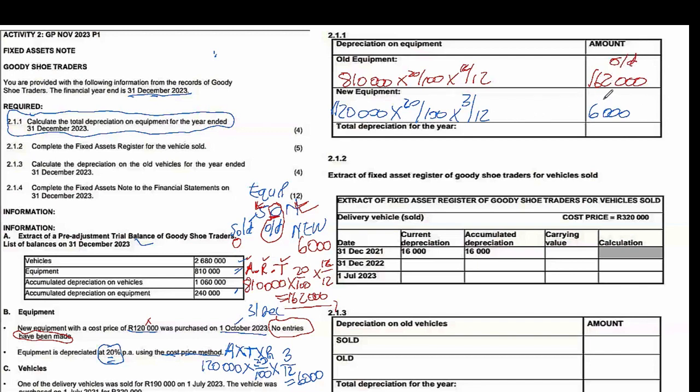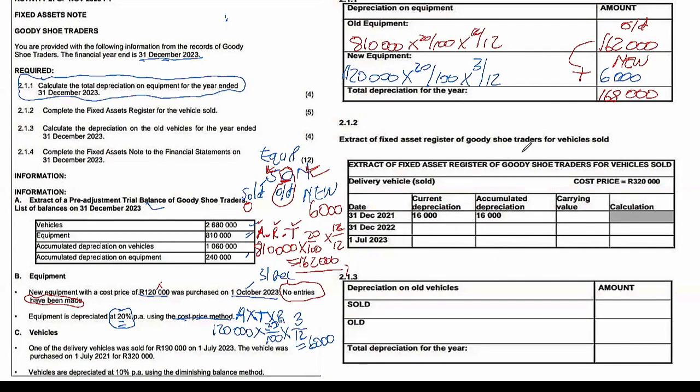We also have our new depreciation. The question was for you to calculate the total depreciation. So our total depreciation is going to be 162,000 combined with your 6,000. Therefore, our total depreciation will be 168,000.